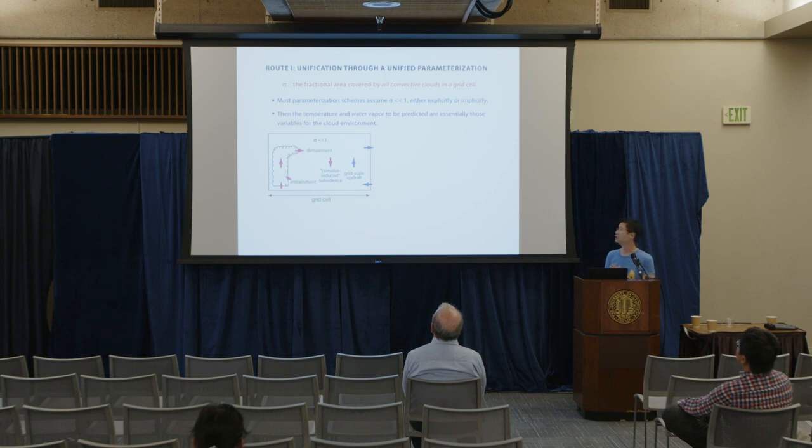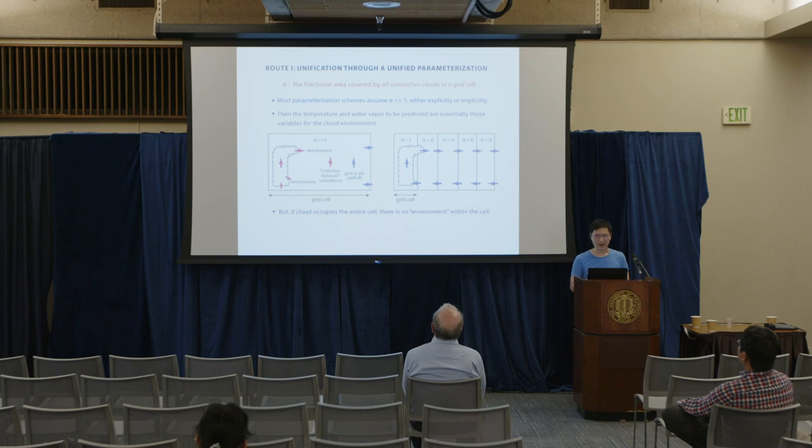Most parameterizations assume that the convective object fraction is small, so the parameterization is formulated for the environment, as shown in the left figure. But as the horizontal resolution increases, at some point the convection will occupy the whole grid point, so there's no room for the environment. At this point, the assumptions break down. So a key to open the route is to eliminate the assumption of sigma much less than 1. This is the idea for the unified parameterization.